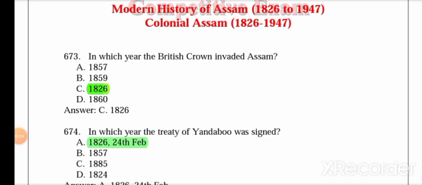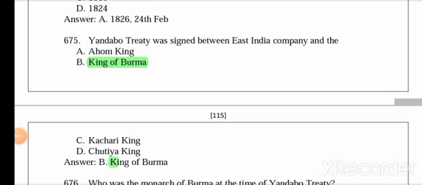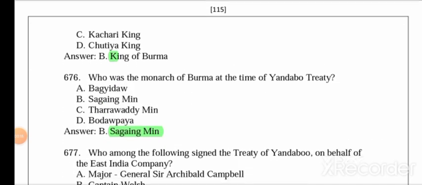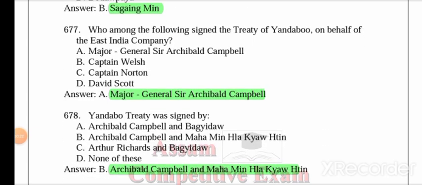It was in 1826. In which year the Treaty of Yandabu was signed? 1826, 24th Feb. Date भी याद रखना. Yandabu Treaty was signed between East India Company and the King of Burma. Who was the monarch of Burma at the time of Yandabu Treaty? Sangeng Min. Important question. Who among the following signed the Treaty of Yandabu on behalf of East India Company? He was Major General Sir Archibald Campbell.